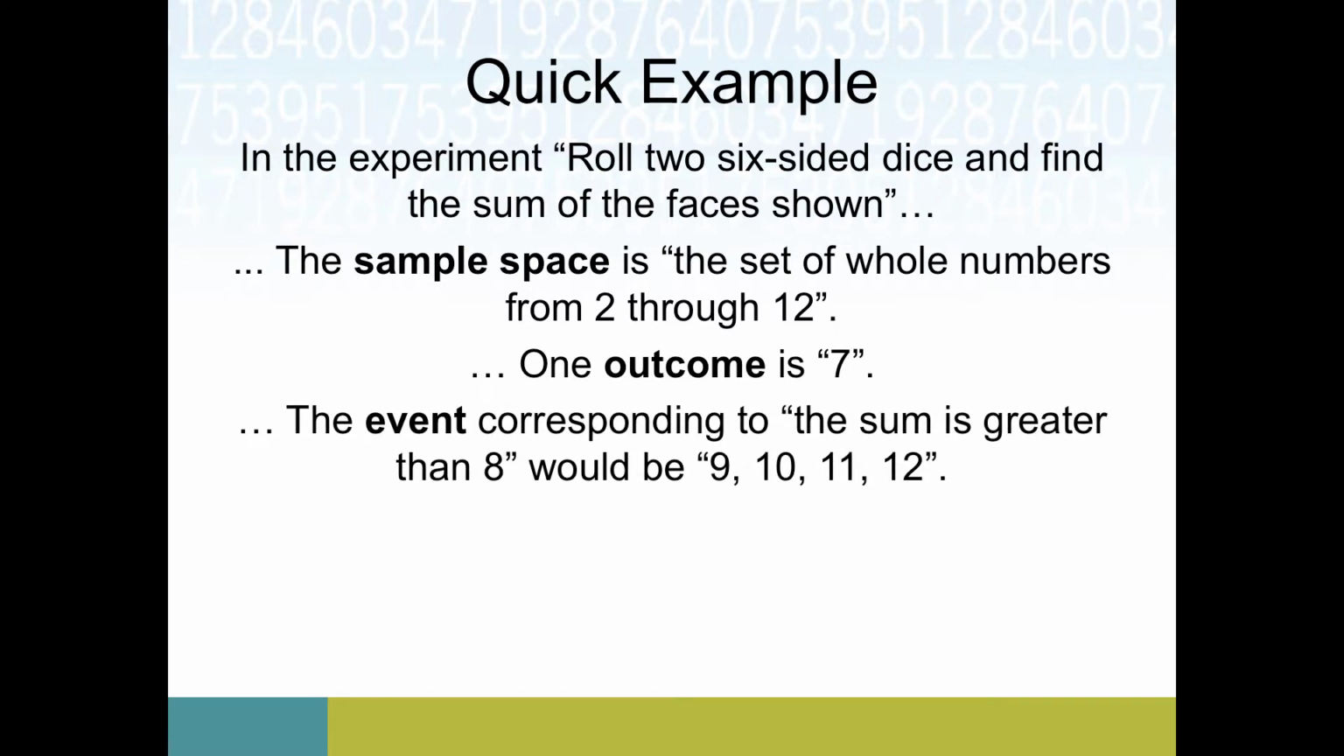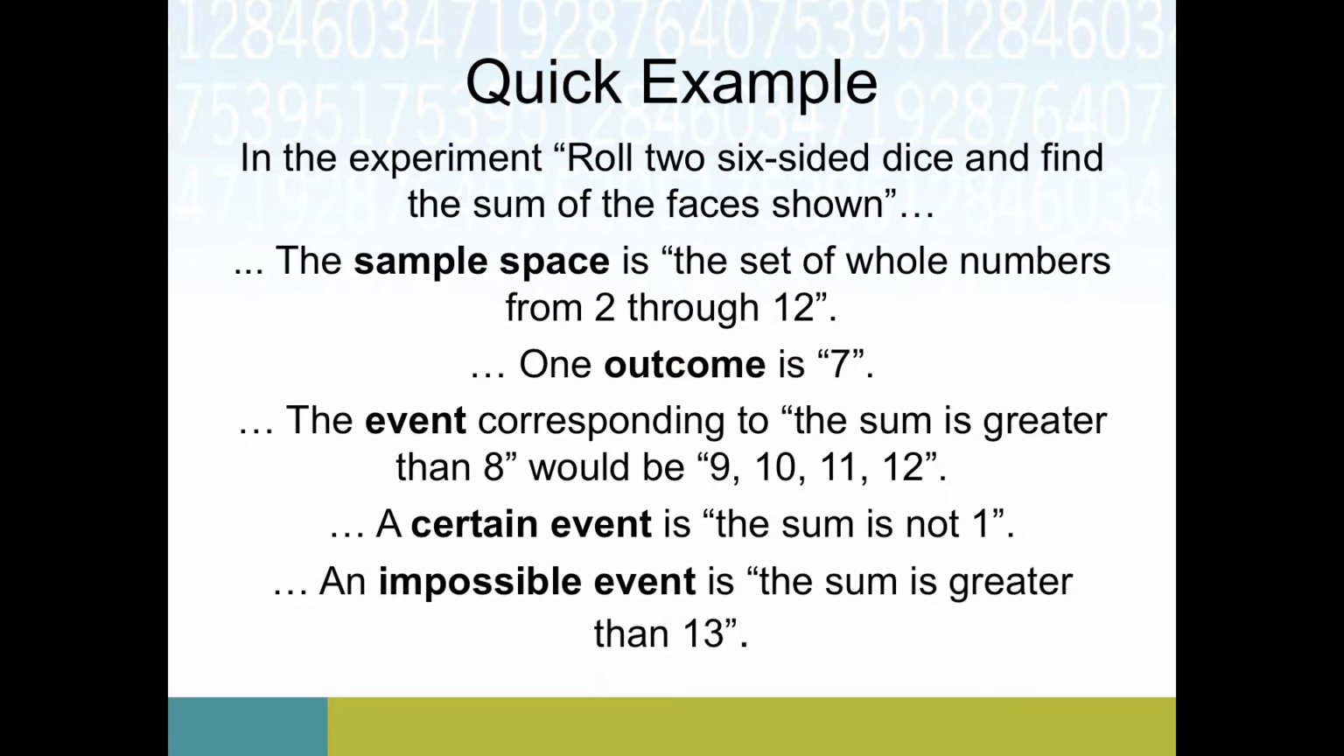We could talk about an event that is more complicated than a single outcome, so maybe we could describe the event, the sum is greater than 8, in which case that would be all these outcomes corresponding to 9, 10, 11, and 12. We could say a certain event, because there's multiple ways to phrase this, but the sum is not 1. Well, we couldn't have gotten 1 to begin with, so this is just saying all the other possible things. There's a 100% chance that the sum is not 1. And an impossible event would correspond to items that can't be in our sample space at all. So there are no combinations that end up with a sum greater than 13, because 12 was the biggest one we could get to.